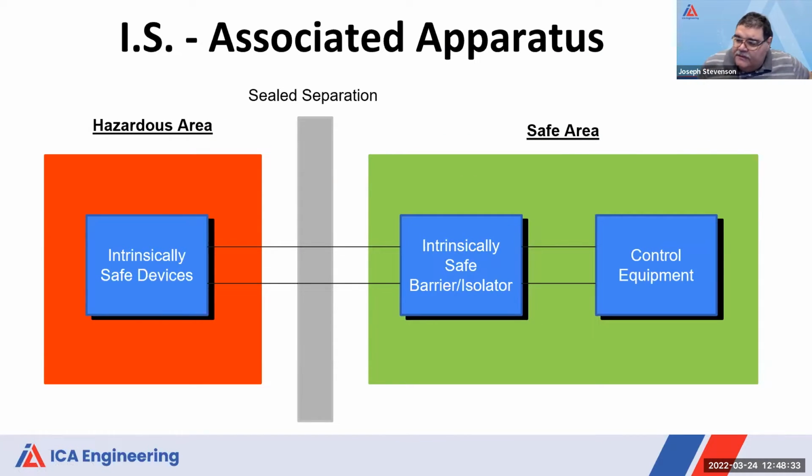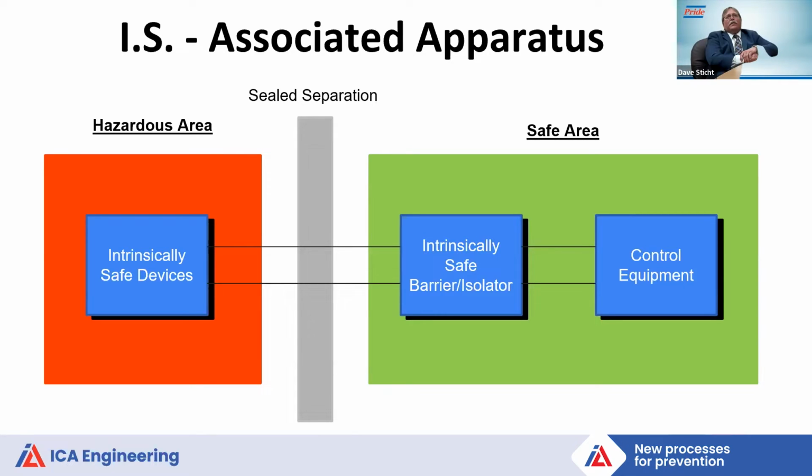So generally speaking, and we'll go into more detail about this, you have your intrinsically safe device that's in the hazardous area. So whether it's gas, dust, or filings or whatever, you've got your device that's there. As we've mentioned before, it has to be rated for intrinsically safe. And then those signals are brought back to the safe area.